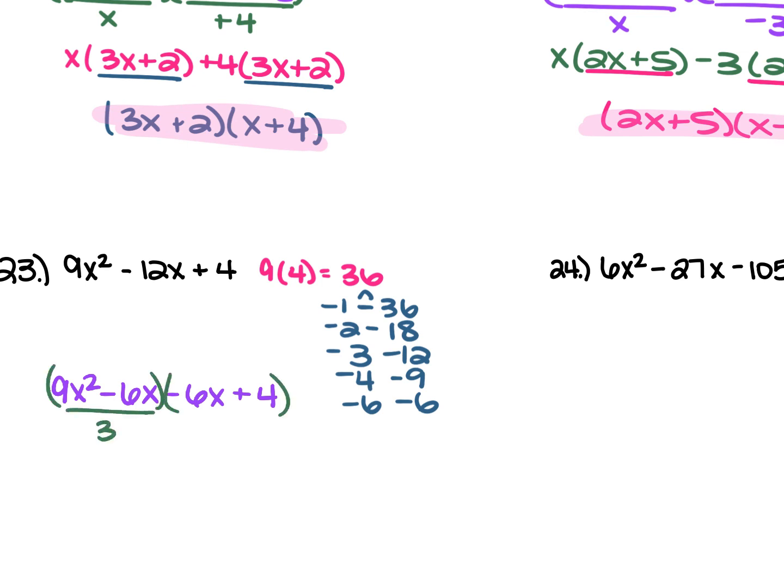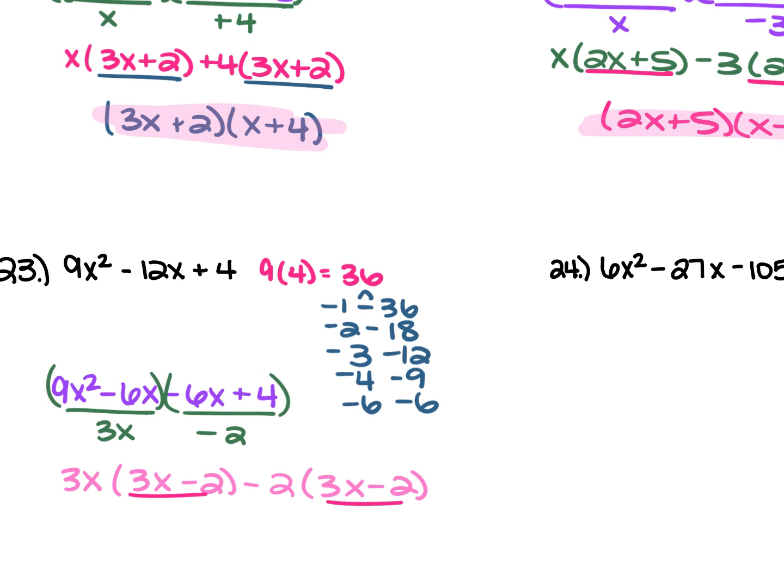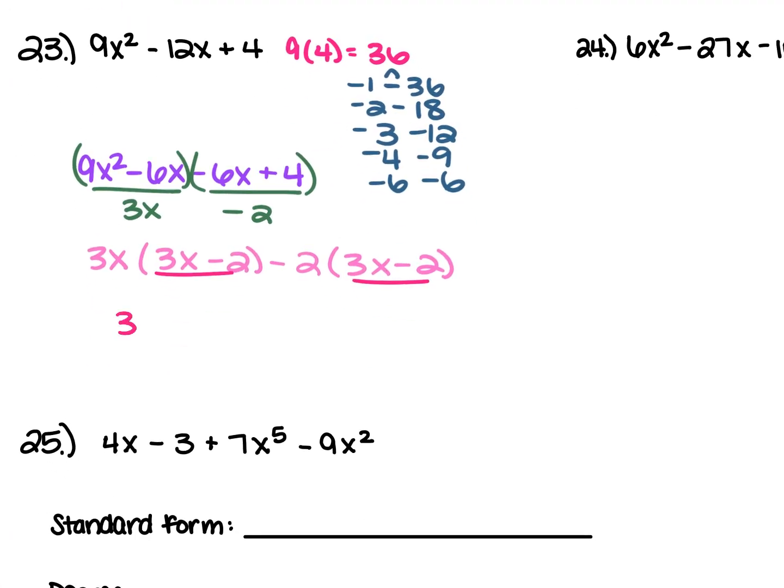So we'll divide out a 3x from the first, a negative 2 from the second. So this is going to give us 3x times 3x minus 2, minus 2 times 3x minus 2. Your two parentheses are identical, so that gives you 3x minus 2 times 3x minus 2, which you can also just write as 3x minus 2 squared.